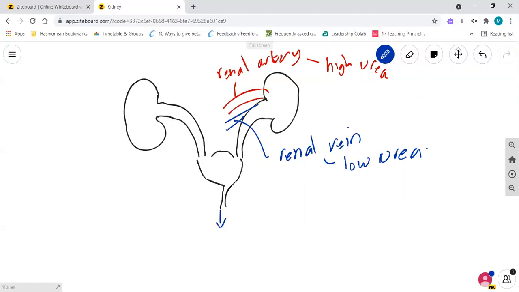So your urine will contain urea, obviously water and ions, some salts. It shouldn't contain anything else at all. So let's have a look at the kidney itself.